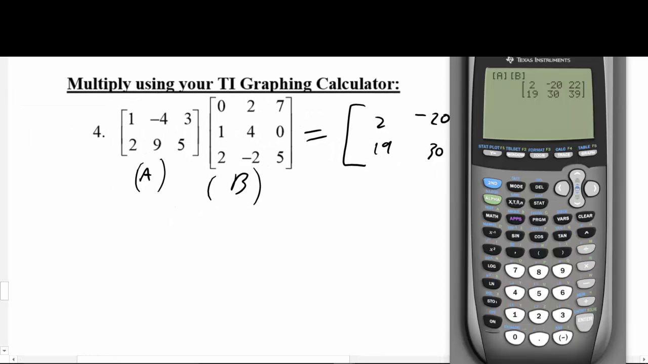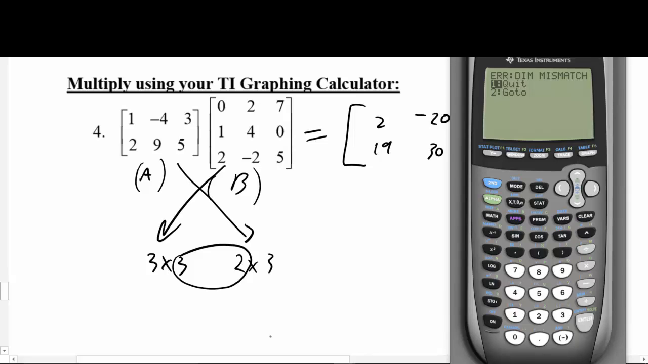Now note, is the order important? If I had typed in B times A, would I have gotten the same thing? Well, B times A. Nope. Totally doesn't work. And like we talked about before, the dimensions won't match because it would be a 3 by 3, and then the other one would be a 2 by 3. If I were to switch them, the inner dimensions do not match, so it cannot be done. You'll see the calculator will tell you there's a dimension mismatch. It can't be done. So nonetheless, all right, that is matrix multiplication.